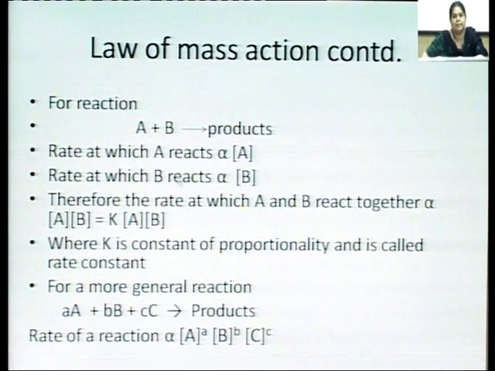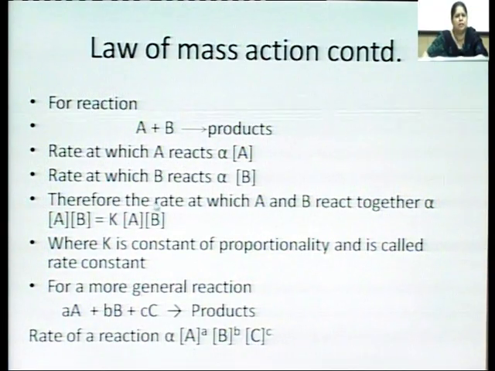If we want to say the rate at which both A and B react together, then that will be proportional to the product of the concentration of both the reactants, that is A and B. Now, if we remove the sign of proportionality, then it can be equated as K into [A] into [B], that is the concentration of the reactant A and the concentration of the reactant B. Here K is the constant of proportionality and it is called the rate constant.